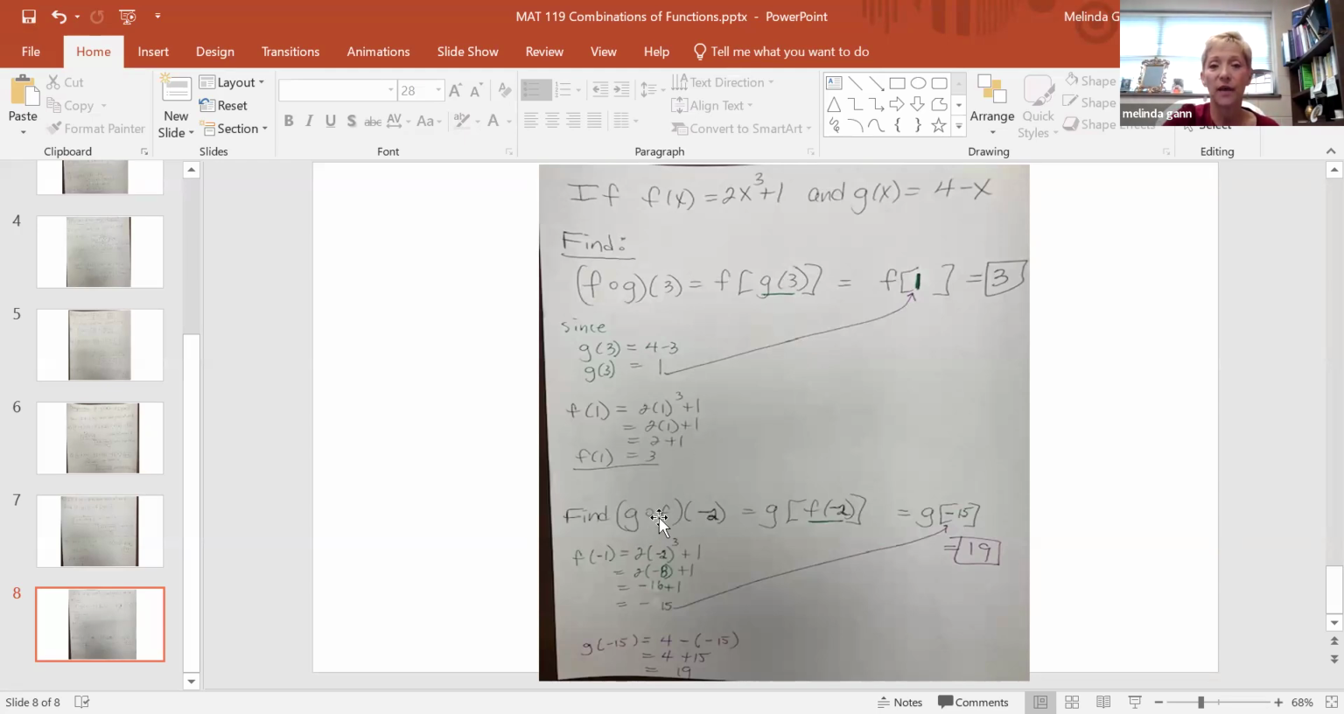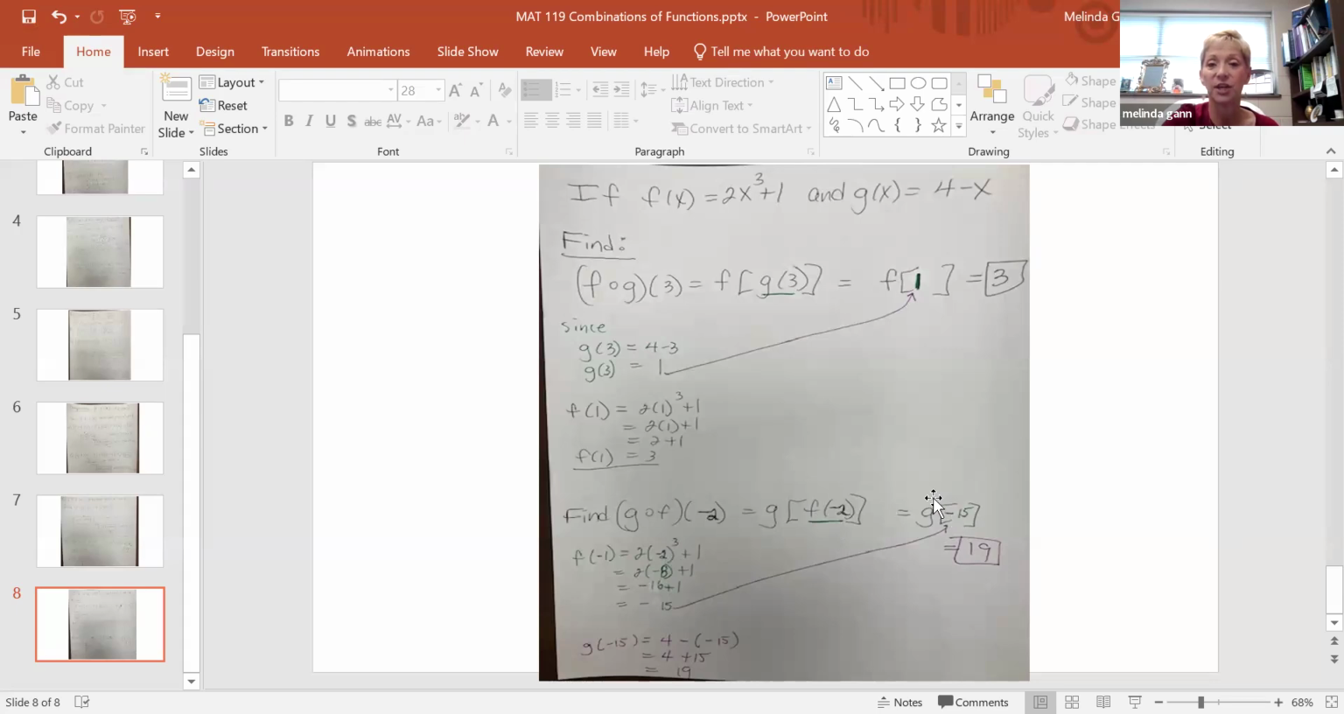What about G composed with F of negative 2? Well, see, I work inside out, so negative 2 is going to go in F. So I'm going to put negative 2 in F in place of that X. So that's what I did. All right. That negative 2 gets cubed, and a negative 2 times a negative 2 times a negative 2 is a negative 8. So when you say 2 times a negative 8, you're going to get a negative 16. And when you add 1, you get a negative 15. So if you put negative 2 in F, negative 15 falls out. So that's why that's a negative 15, because F of negative 2 is a negative 15.